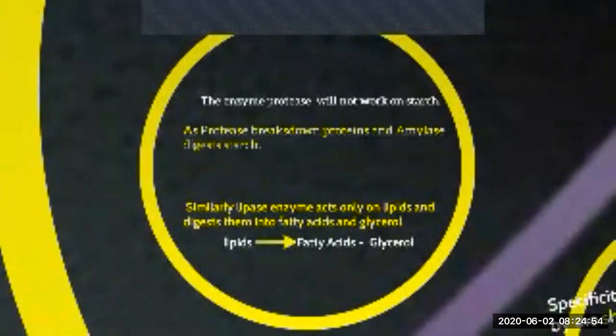For example, the enzyme which breaks down proteins will only act on proteins. It will not act on starch, or it will not act on carbohydrates. And any enzyme which acts on carbohydrates will not act on proteins. So is the case with fat digesting enzymes. Any fat digesting enzyme will act on fats, not on proteins, not on carbohydrates, not on any other thing.